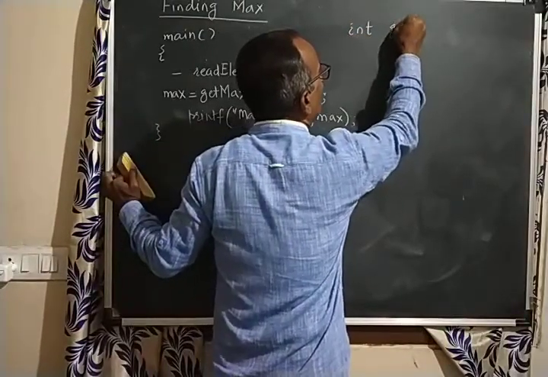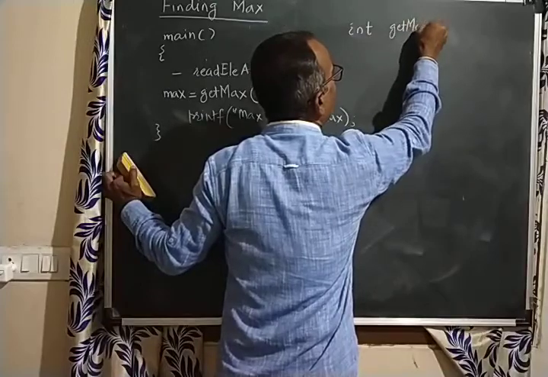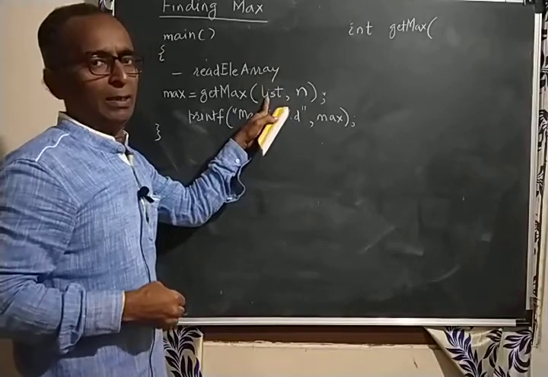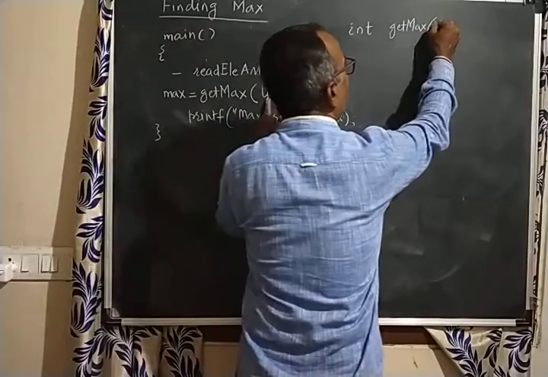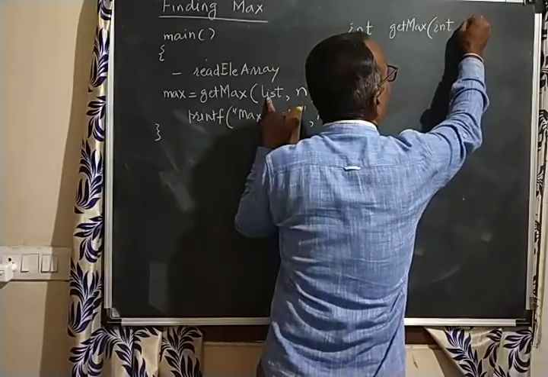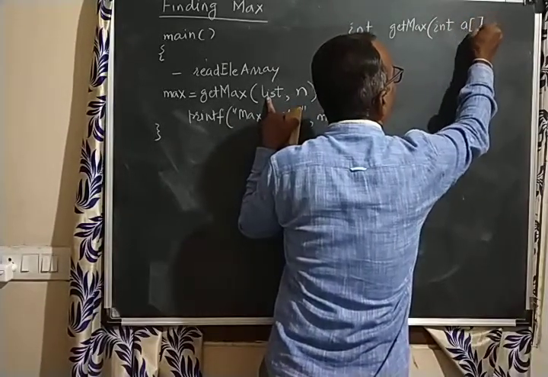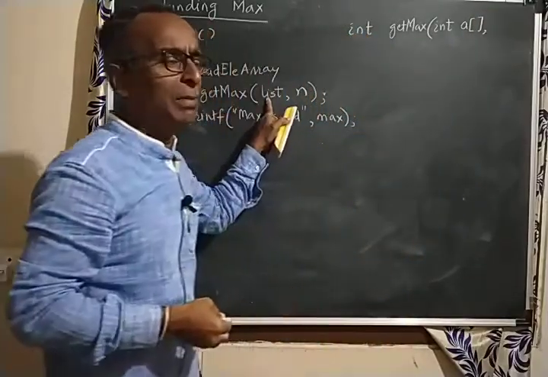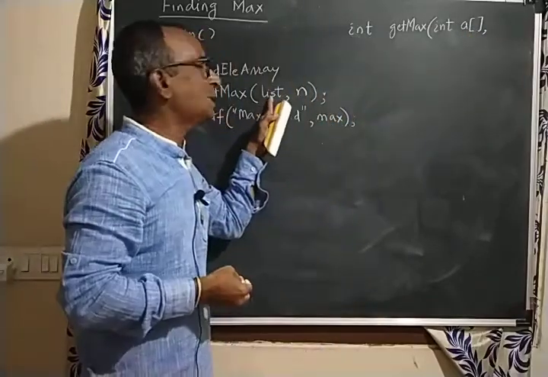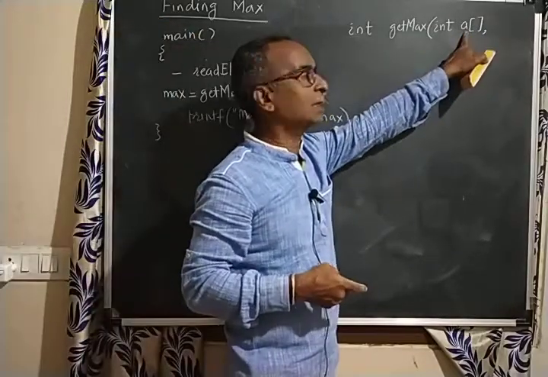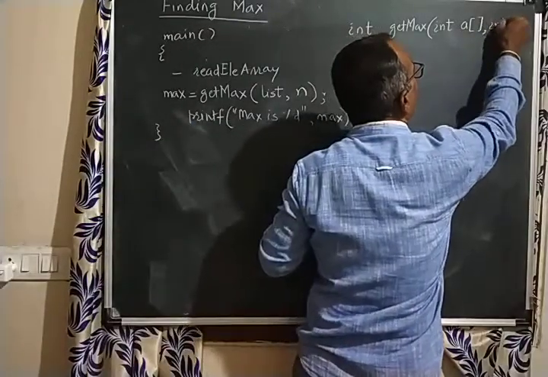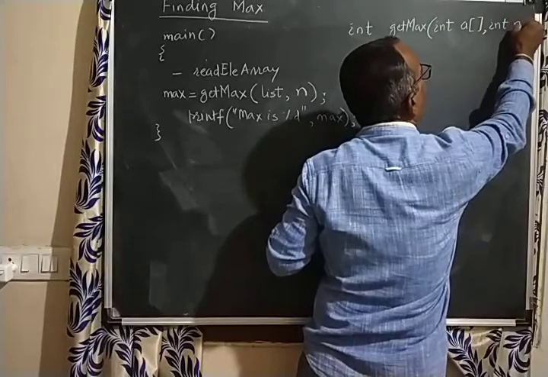Integer getMax, I am writing. What am I passing? An array. So an integer array, say a, and if you are not giving the size, it doesn't matter. Whenever I say this, it means an array reference is being passed. This list is an array reference, and that you are passing here. And here is the number of elements, another quantity. I'll take n.